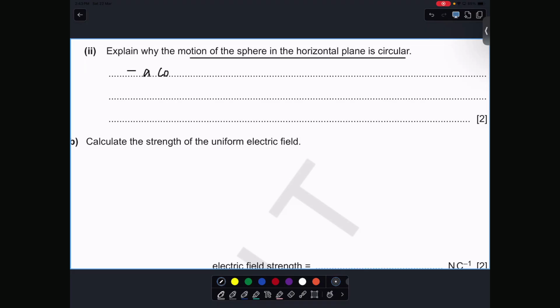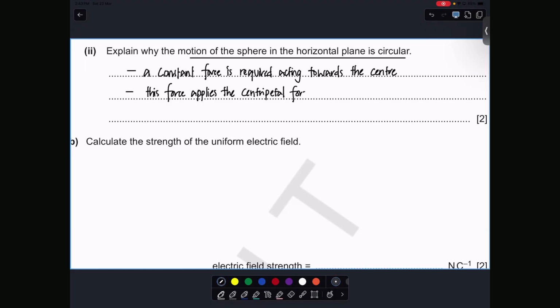So here you will say a constant force is required, acting towards the center. Yes, towards the center, and that is needed for circular motion. Next, this force provides what force? This force applies the centripetal force needed for the charge to be in circular motion.